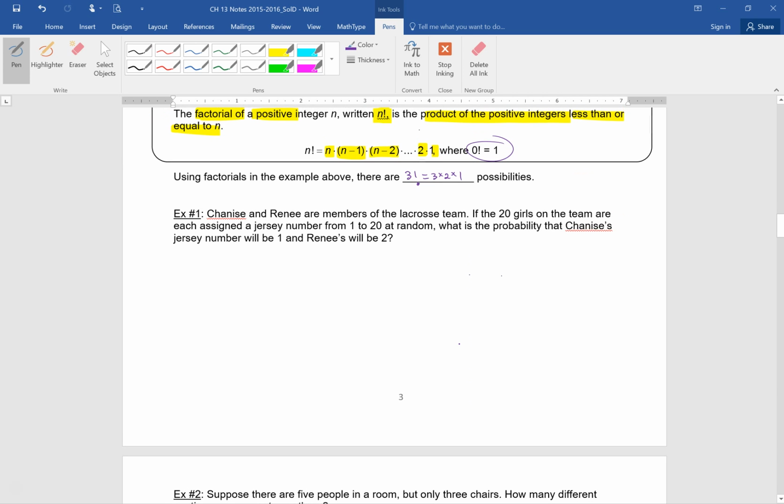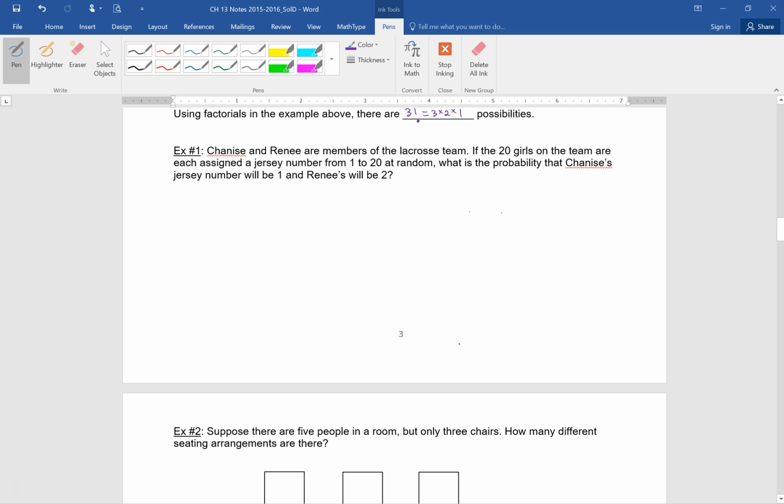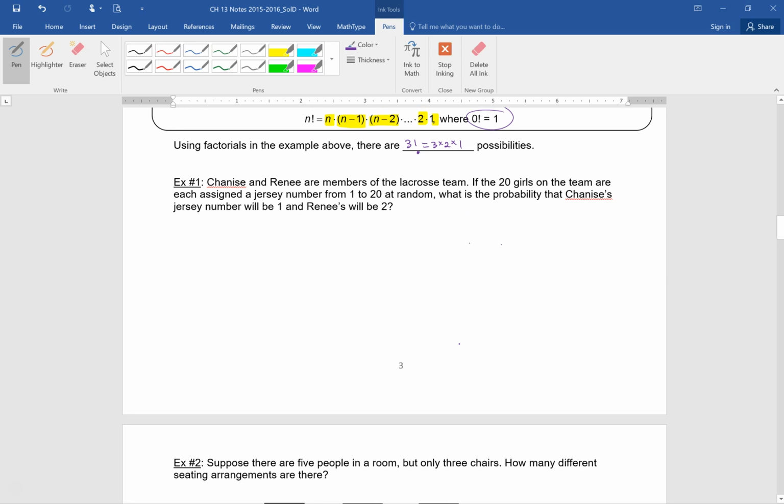All right. So take a look at this one. Shanice and Renee are members of a lacrosse team. If the 20 girls on the team are each assigned a jersey from 1 to 20 at random, what is the probability that Shanice's jersey will be 1 and Renee's jersey will be 2?